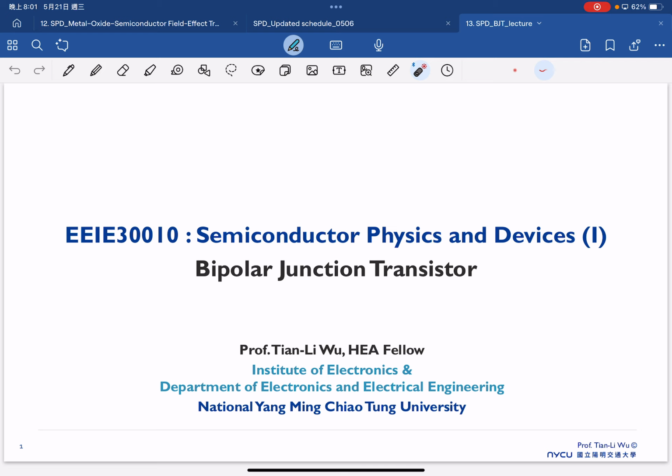It's actually much more complicated than MOSFET because we need to consider two PN junctions, and we need to consider electrons and holes interacting with each other.